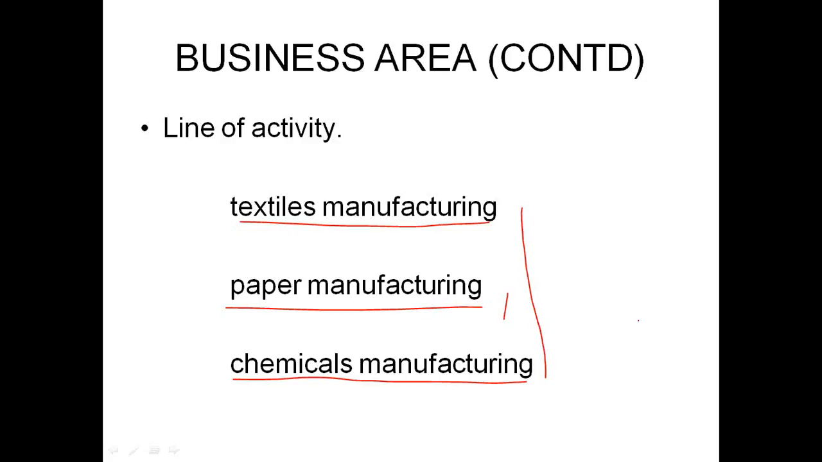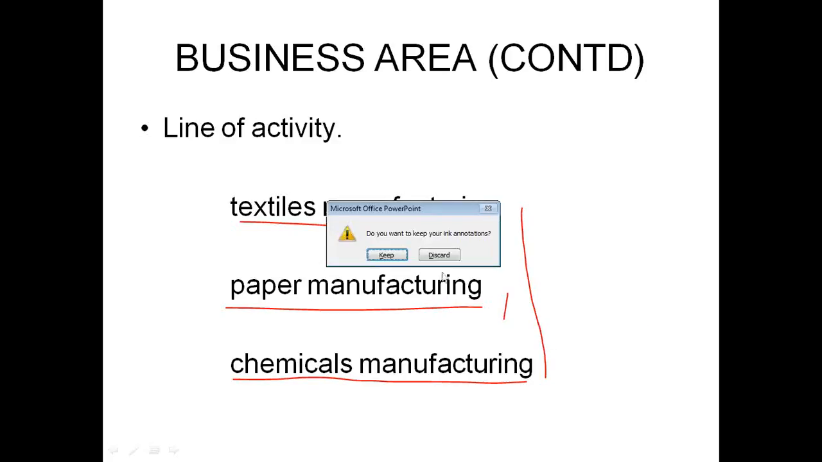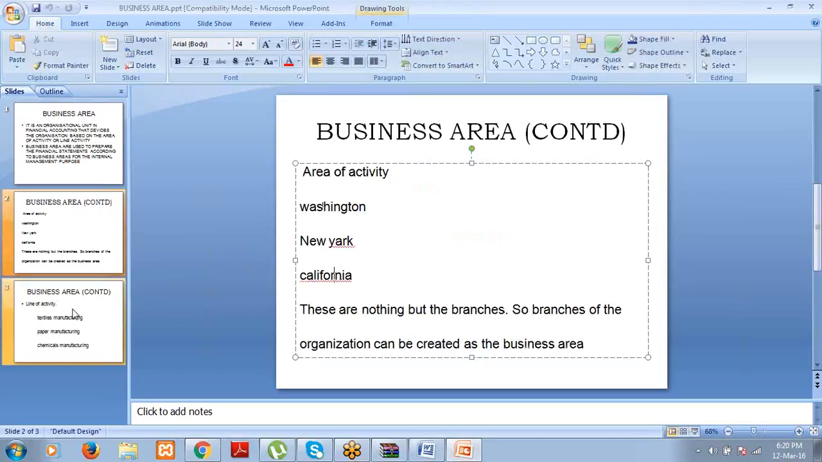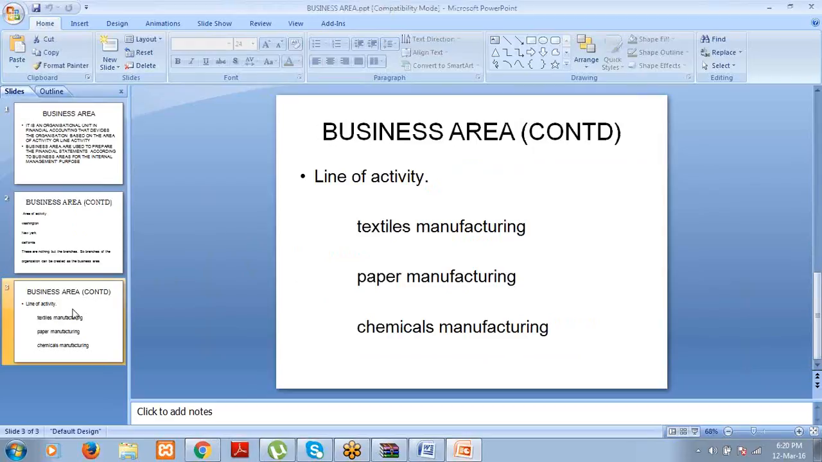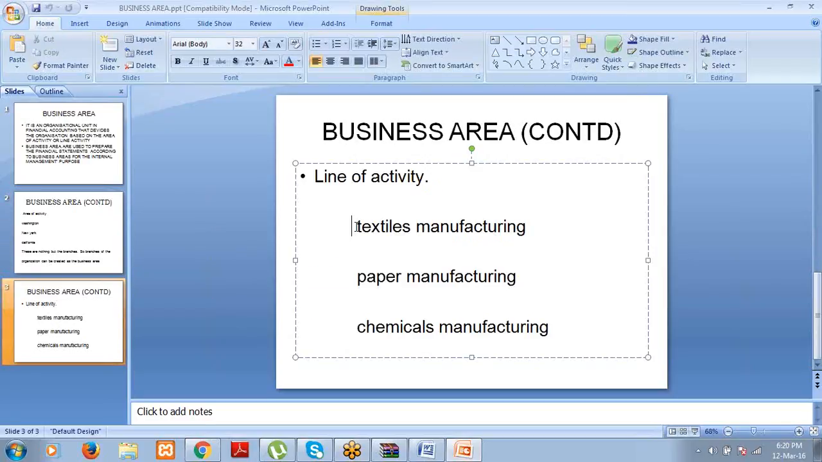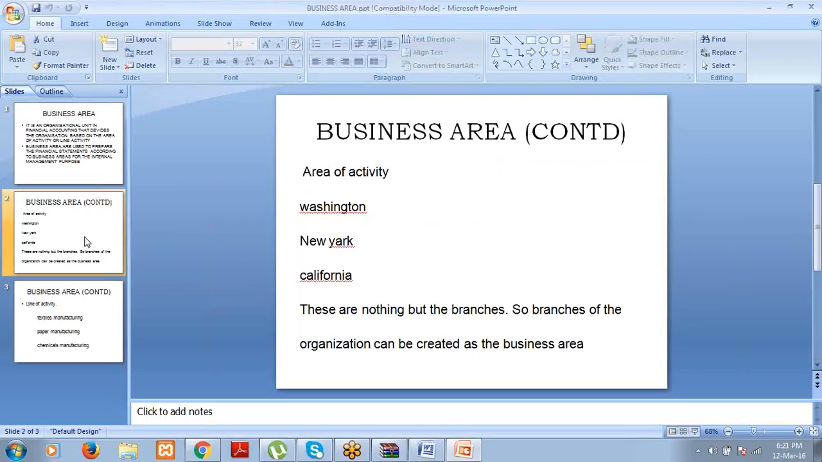Now here the question is, how do we decide whether the business areas are to be created either on the geographical area of activity or the line of activity? I will tell you different scenarios. For example, you are carrying on business in Washington, New York, and California, and in these three geographical areas you are carrying on business only in textiles manufacturing. In that case, we create each geographical area as business area.